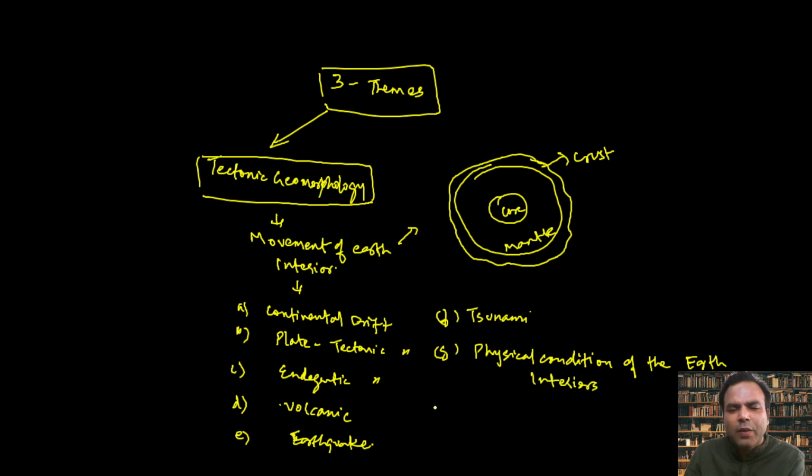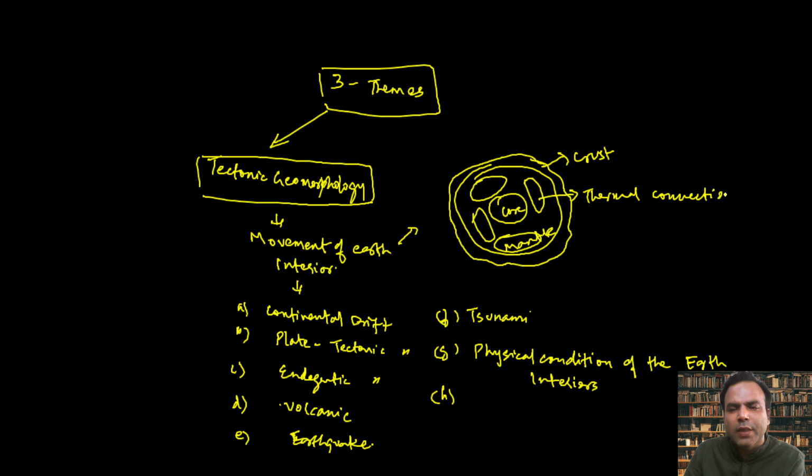Now, not only physical: once you know the physical condition of the Earth's interiors, you come to know that the middle layer is the mantle, where there is an energy difference that produces thermal convection currents. Thermal convection current is responsible for continental drift, plate tectonic movement on the Earth's surface, endogenetic forces, volcanic activity, and earthquakes. All might be powered by the Earth's internal energy that has been transferred by the thermal convection current given by Holmes.